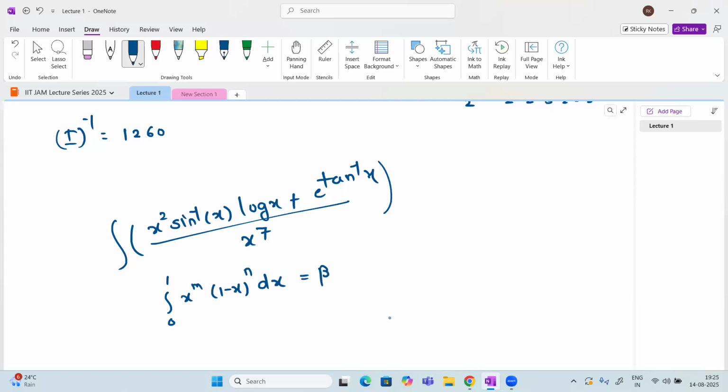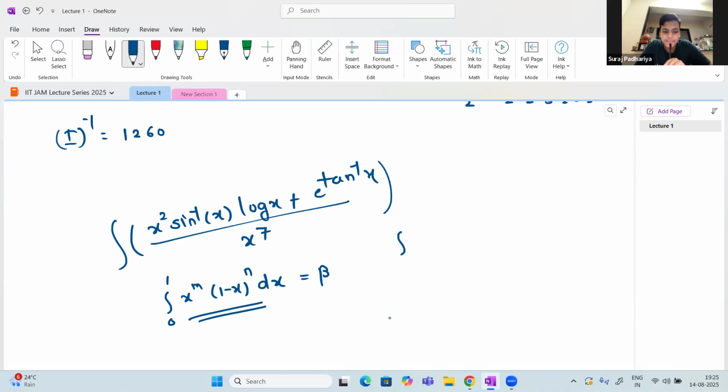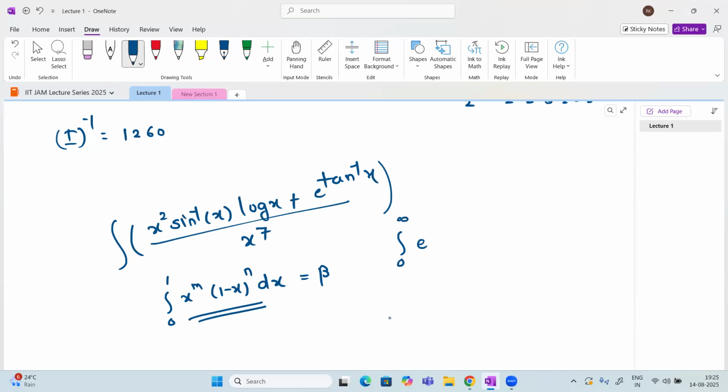With the help of that, you can solve these types of integrals. Getting the point? Yes, sir. When you have the integral from 0 to infinity of e raised to minus x raised to n dx, that means when you have the exponential function and the limit 0 to infinity, you can go for the gamma function. With the help of that, you can solve these types of integrals. Getting the point? Yes.